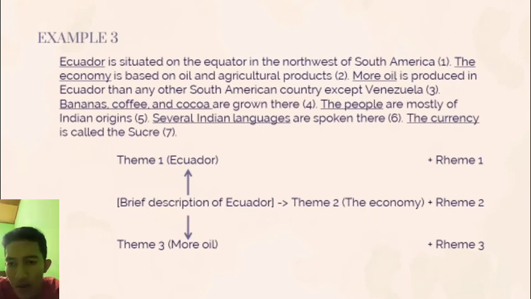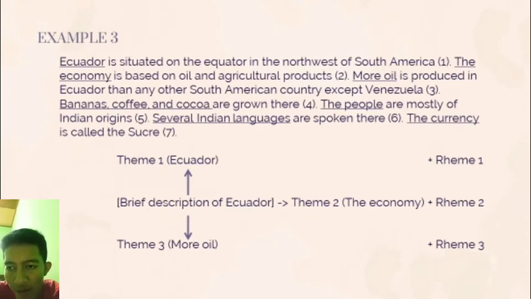Let me read the text first. Ecuador is situated on the equator in the northwest of South America. The economy is based on oil and agricultural products. More oil is produced in Ecuador than any other South American country, except Venezuela. Bananas, coffee, and cocoa are grown there. The people are mostly of Indian origins. Several Indian languages are spoken there. The currency is called the sucre. Well, let me explain one by one.